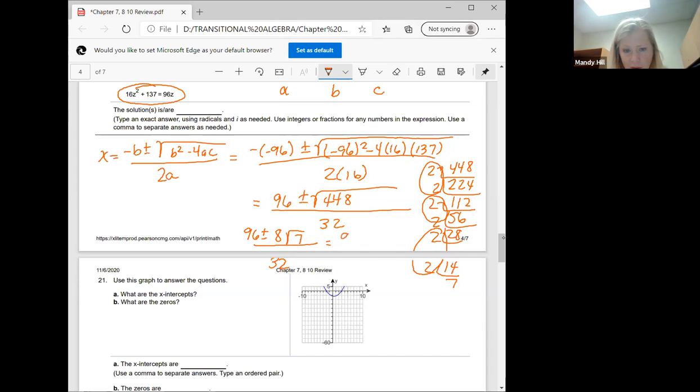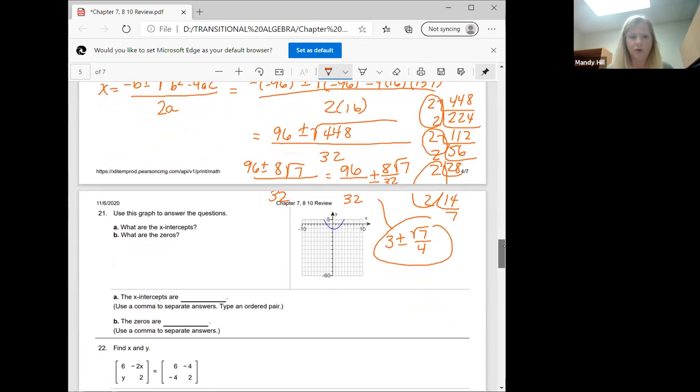If we separate these out and do 96 over 32 plus or minus 8 over 32, we still have the square root of 7. We can reduce these fractions. That's going to get us 3 plus or minus, well, 8 over 32 reduces to 1/4. So this would end up being the square root of 7 over 4. Okay, and those are your two answers, 3 plus the square root of 7 over 4 and 3 minus the square root of 7 over 4.